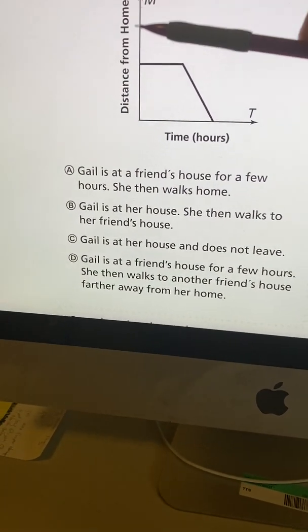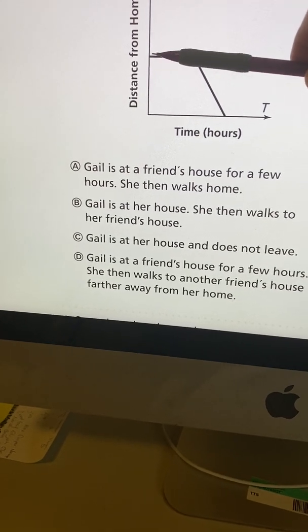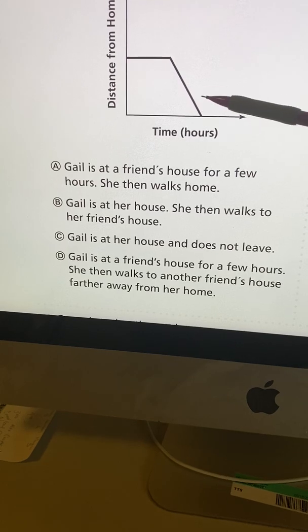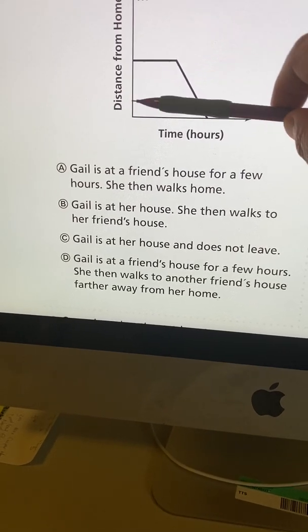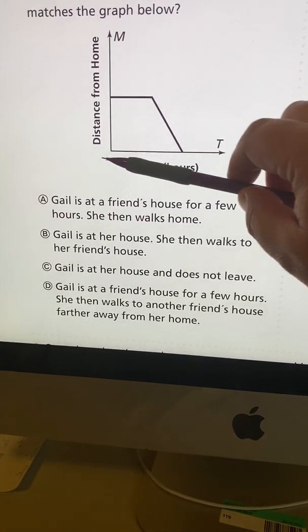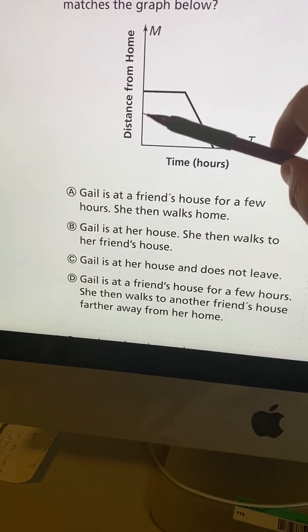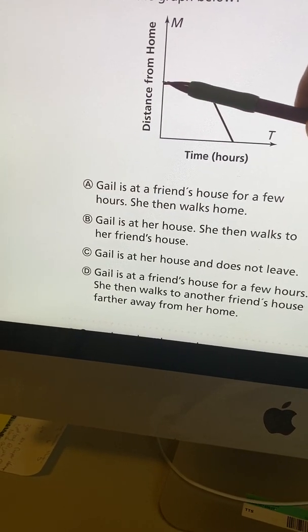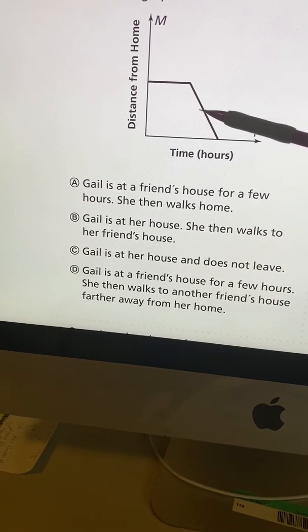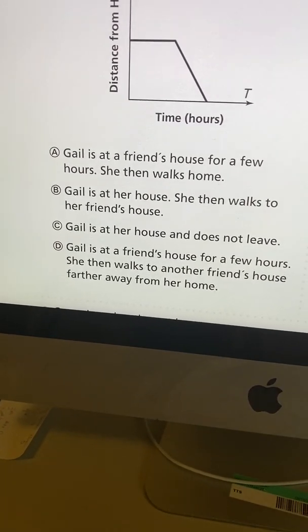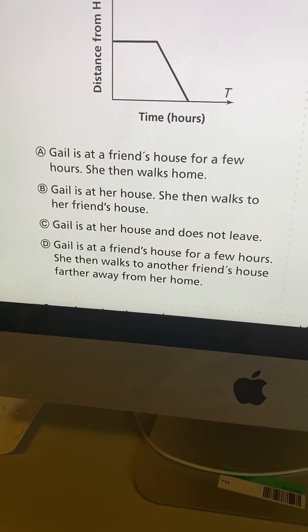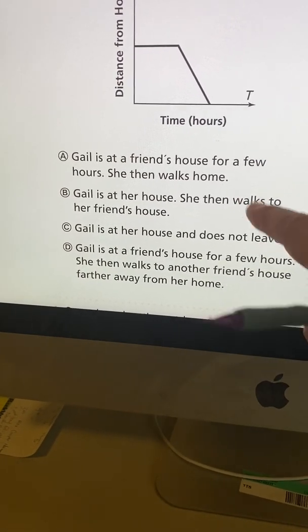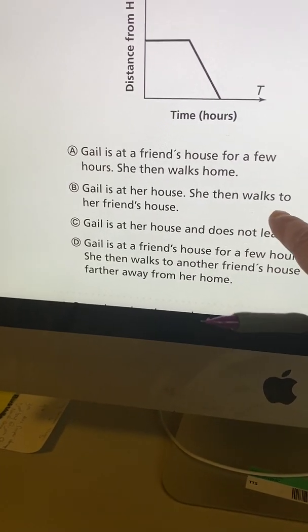This shows Gail is starting away from home, stays at this place for a little bit, then walks home. Distance from home is the vertical axis. Hours and time is the horizontal axis. She's away from home because she's this far away from home. She stays there for a while, then she comes home. The only one that says she's at a friend's house for a while and then she walks home is this one. All the rest entail that she walks to a friend's house.